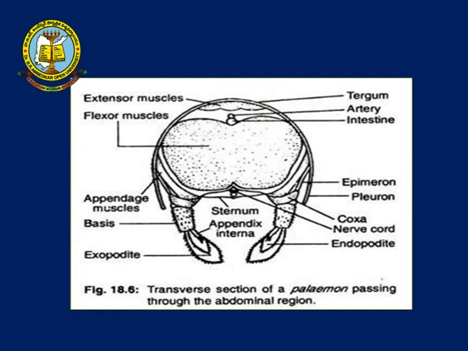If you take a transverse section of Palaemon, you can see very clearly that the upper part of the body has the extensor muscle, and ventral to that extensor muscle you have a flexor muscle. The abdomen region consists mostly of this flexor muscle, and in between the extensor and the flexor muscle run the arteries and the intestine, that is the midgut. Then you have the appendages on either side. You just have to concentrate on the extensor muscle and the flexor muscle, which help in the various movements of the prawn.